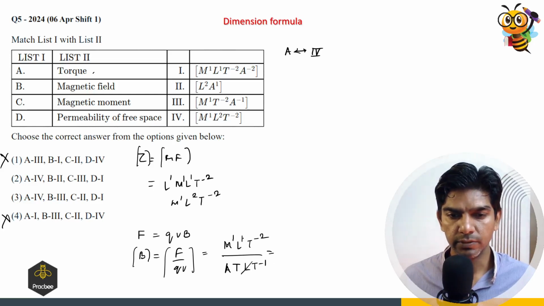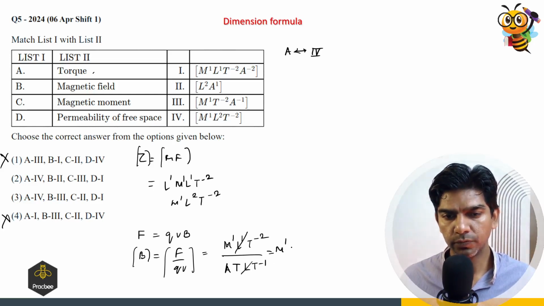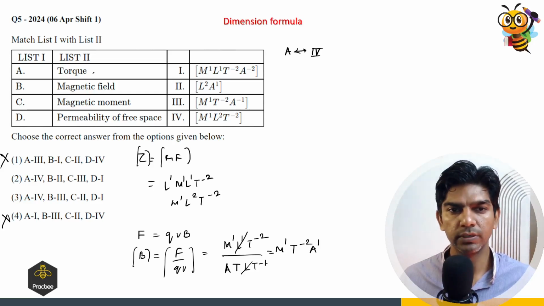So this will give us M raised to power 1, and it will be T raised to power minus 2, A raised to power 1. So 1, minus 2, A raised to power, sorry, minus 1. It should be minus 1, right? So B corresponds to 3.